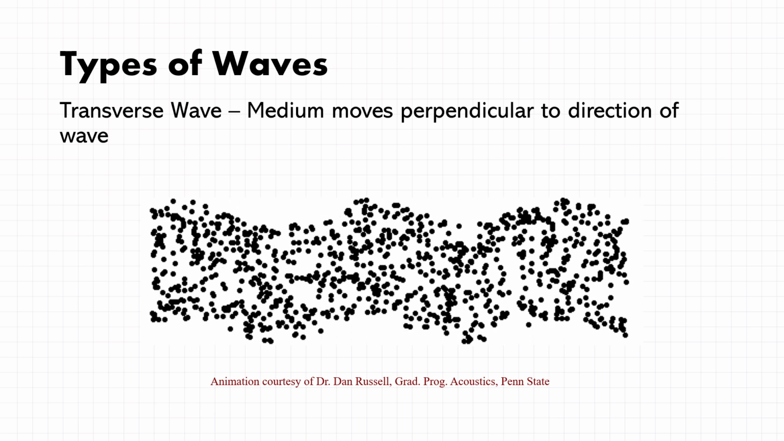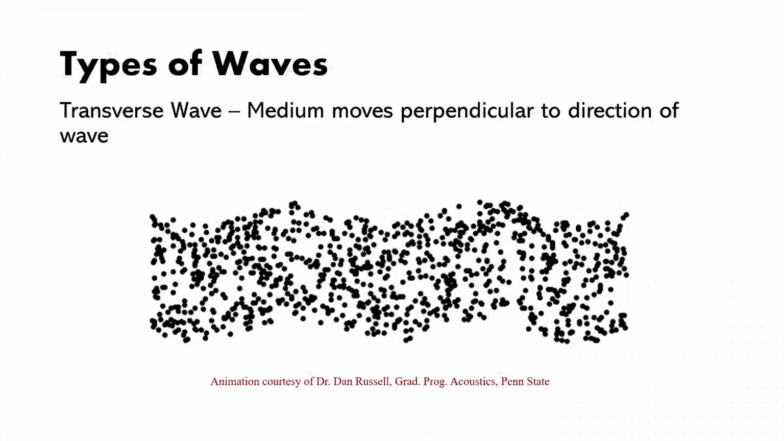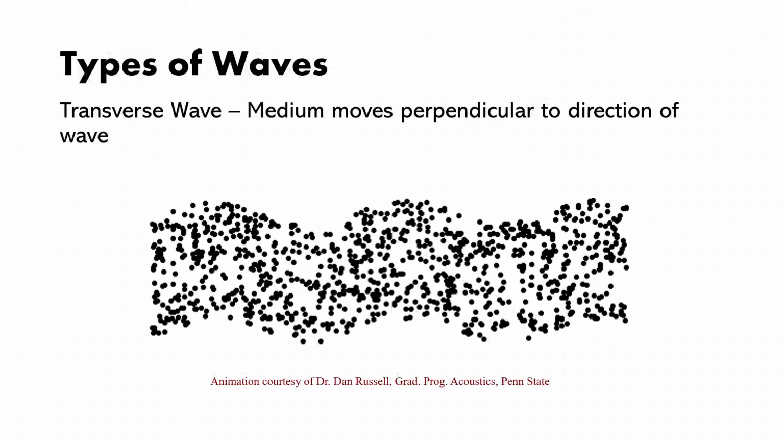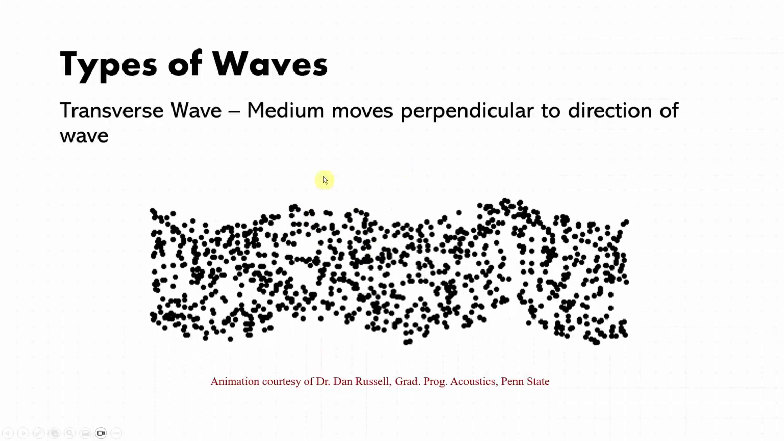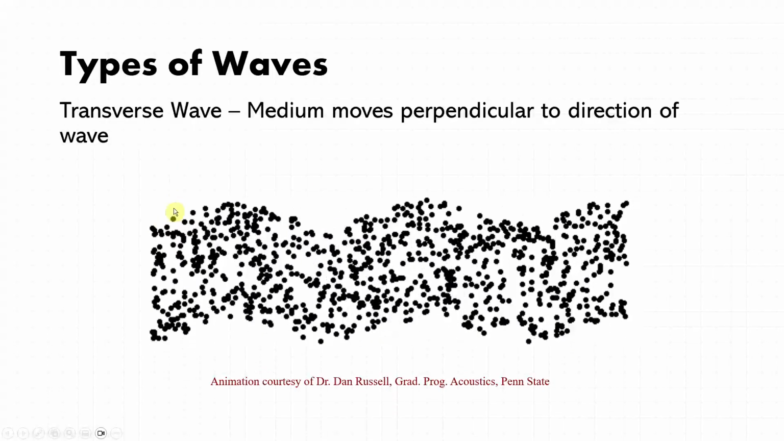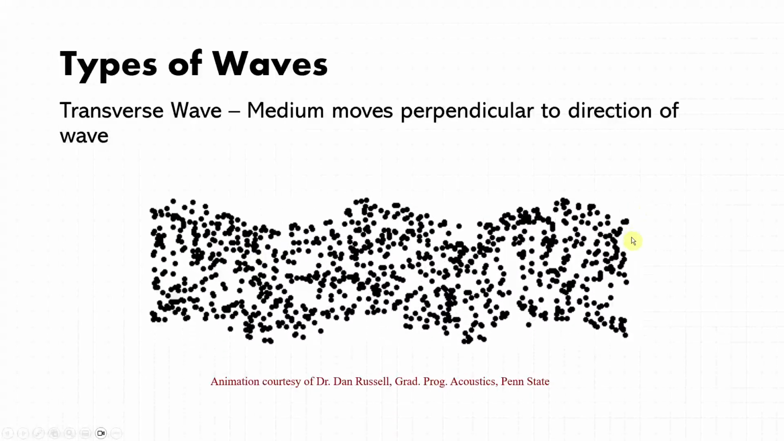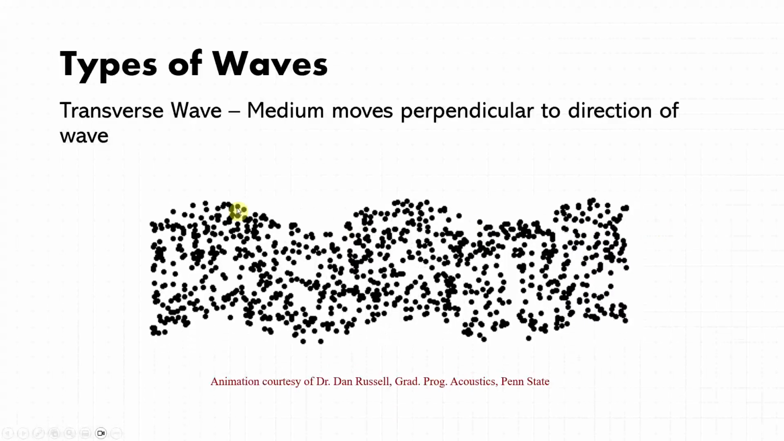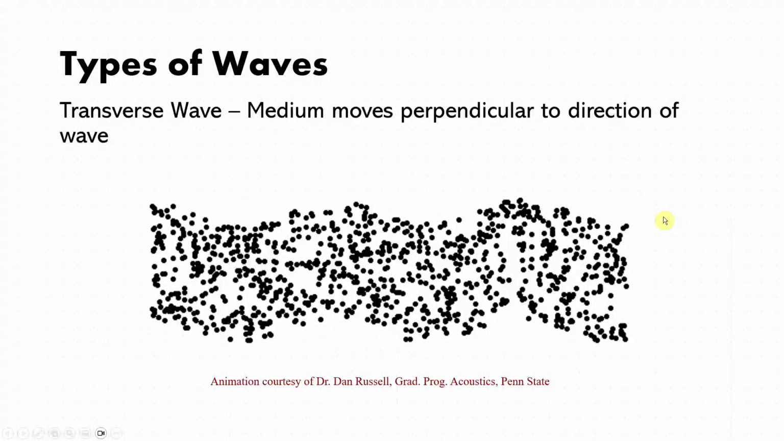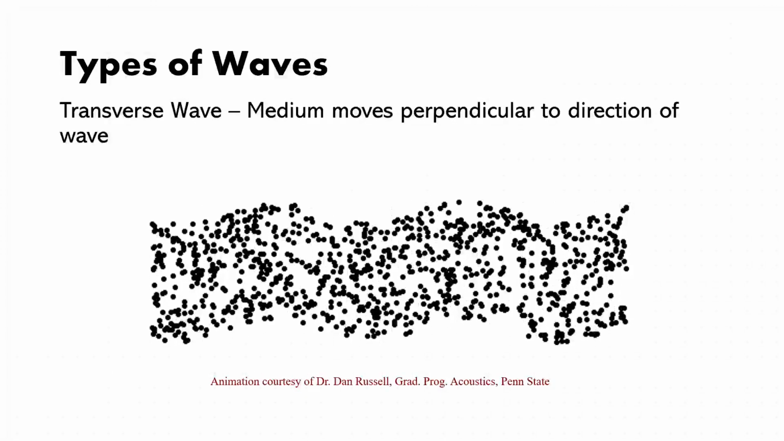We also have something called a transverse wave. And this is where our medium, and our medium in this case is a bunch of particles, our medium moves perpendicular to the direction of the wave. So my medium is moving up and down. Like if we look at one little particle, it's moving up and down in the y direction, but my wave is traveling in the x direction. If I follow the peak of this wave, it's traveling in the x direction. So this is a transverse wave. The medium and the direction of the wave are perpendicular to each other.